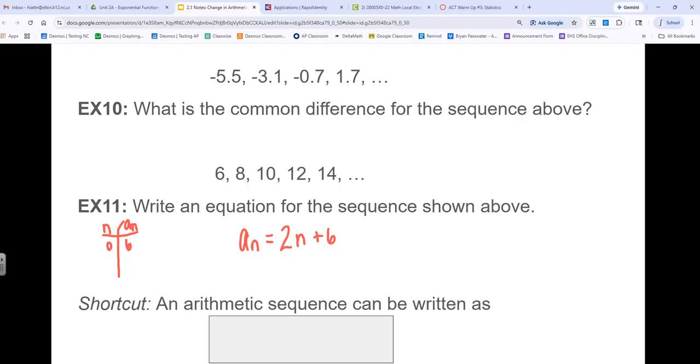And if you want to test it to make sure it works, if I do a sub 0, I'd have 2 times 0 plus 6, and that would just give me 6. If I do the next term, I'd have 2 times 1 plus 6, and that would give me 8. And if I do the next term, 2 times 2 plus 6, which will give me 10. And you can see I'm getting the numbers in order here.